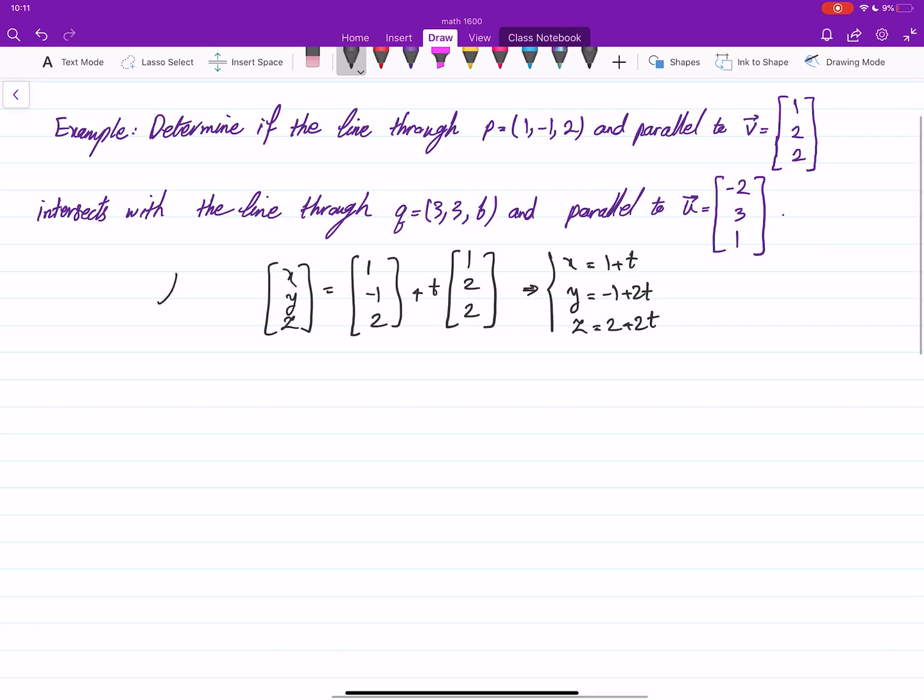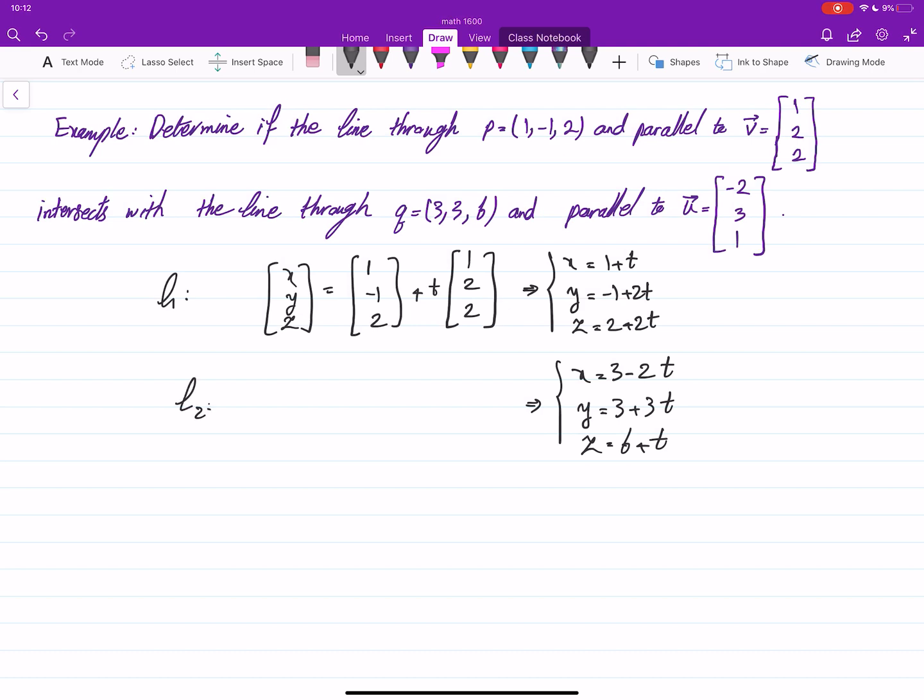This is line 1. Line 2, let me just write the final parametric form. X is 3 minus 2t, y is 3 plus 3t, and z is equal to 6 plus t. So now, this is line 1, this is line 2.